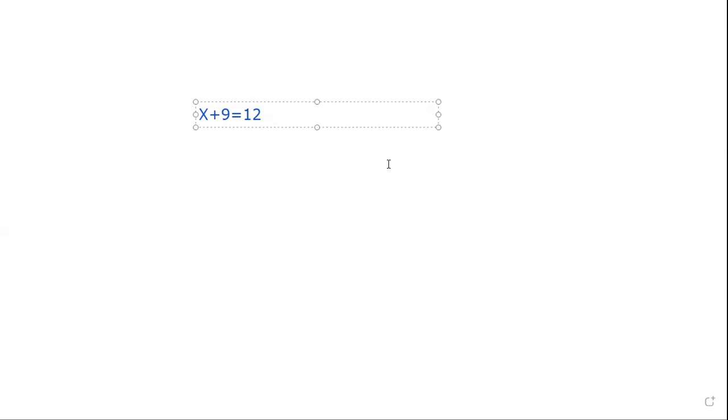Who can help me to answer this question? Is this a one-step, multi-step, or two-step equation? This is a one-step equation. And how are we going to answer it? Add minus 9.